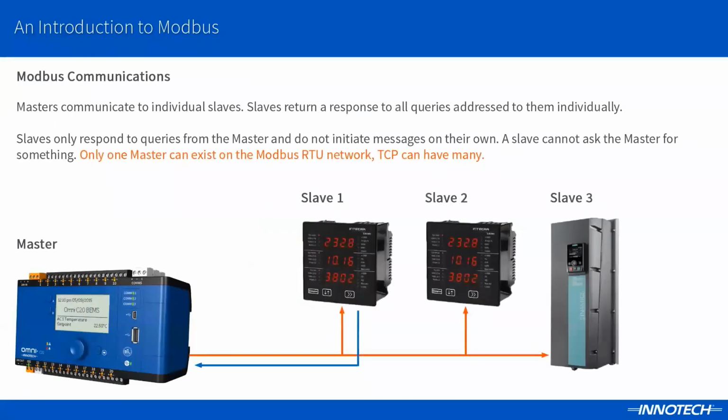As we mentioned earlier, Modbus uses a query and response system for communications. The master always initiates a query to ask the slaves for information. Only one master can exist on the RTU network. Modbus TCP can have multiple masters. For example, two Omni controllers with a Modbus TCP protocol active can query one Modbus TCP device for the same information, or any TCP devices on the network.